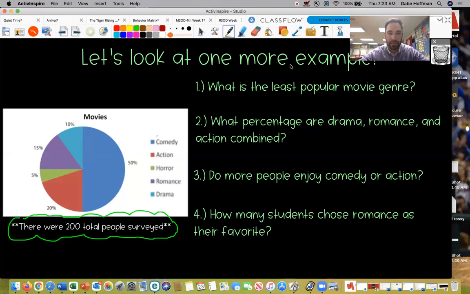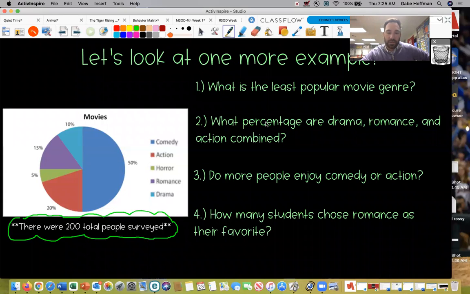You're not going to see that happen very often, but it does happen, and it makes things a little difficult. So you've got to pay attention to what it says, how many people were surveyed. So let's talk about a few of these questions. And then when we're done talking about the questions, we'll move on with the assignment.